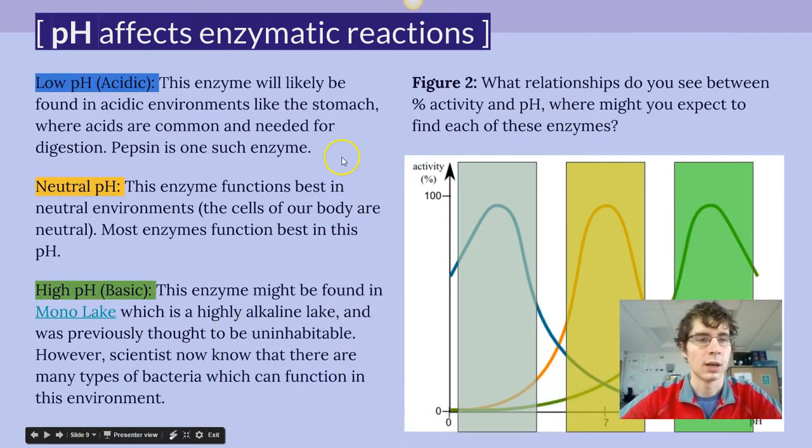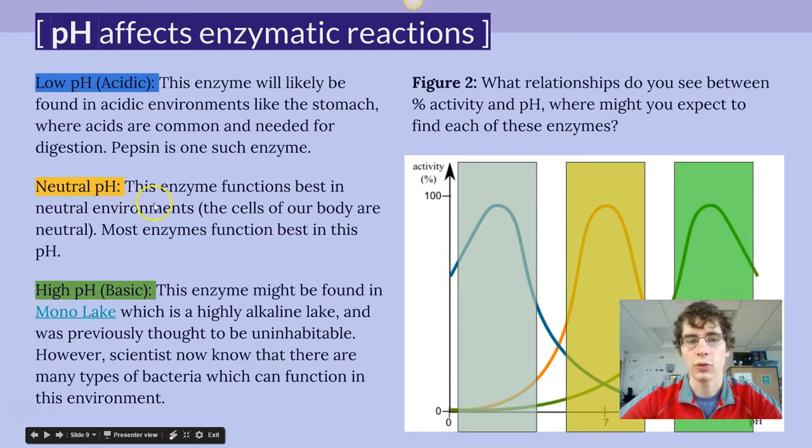Well, a low pH means it's an acidic environment. So this blue one is going to be found in some sort of acidic environment, such as the stomach. It's a very acidic place. Pepsin is one such enzyme that helps in our digestive system. So we might think that blue could be an enzyme you might find in your stomach.